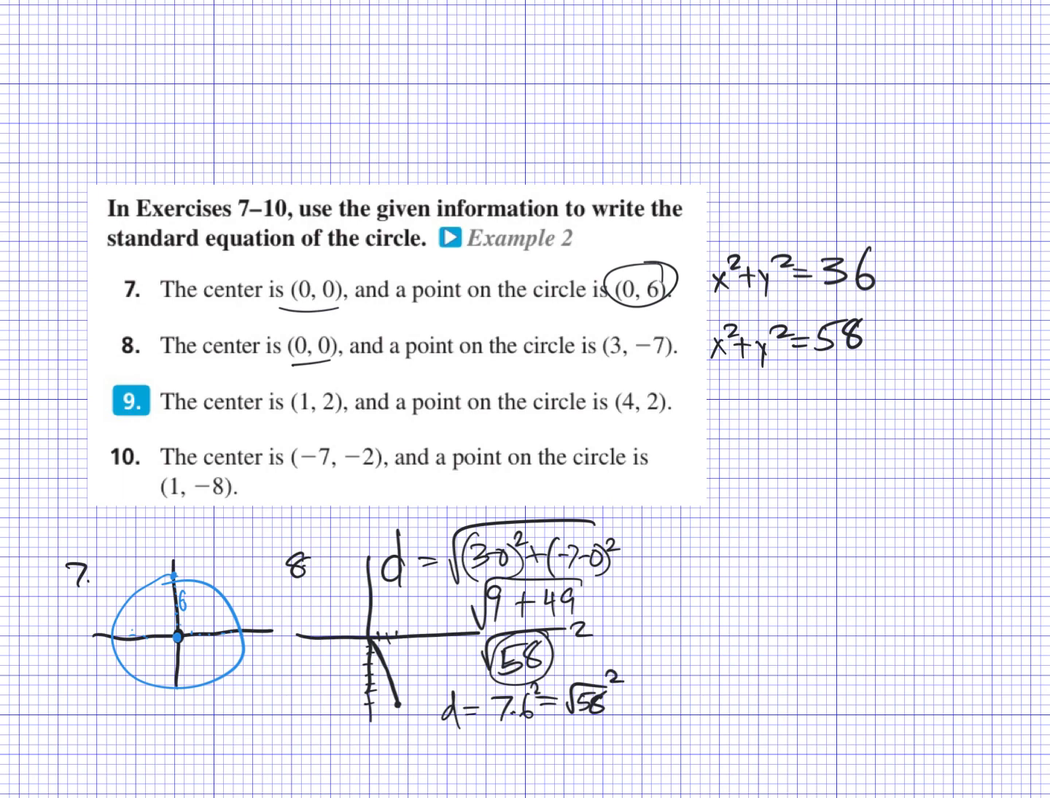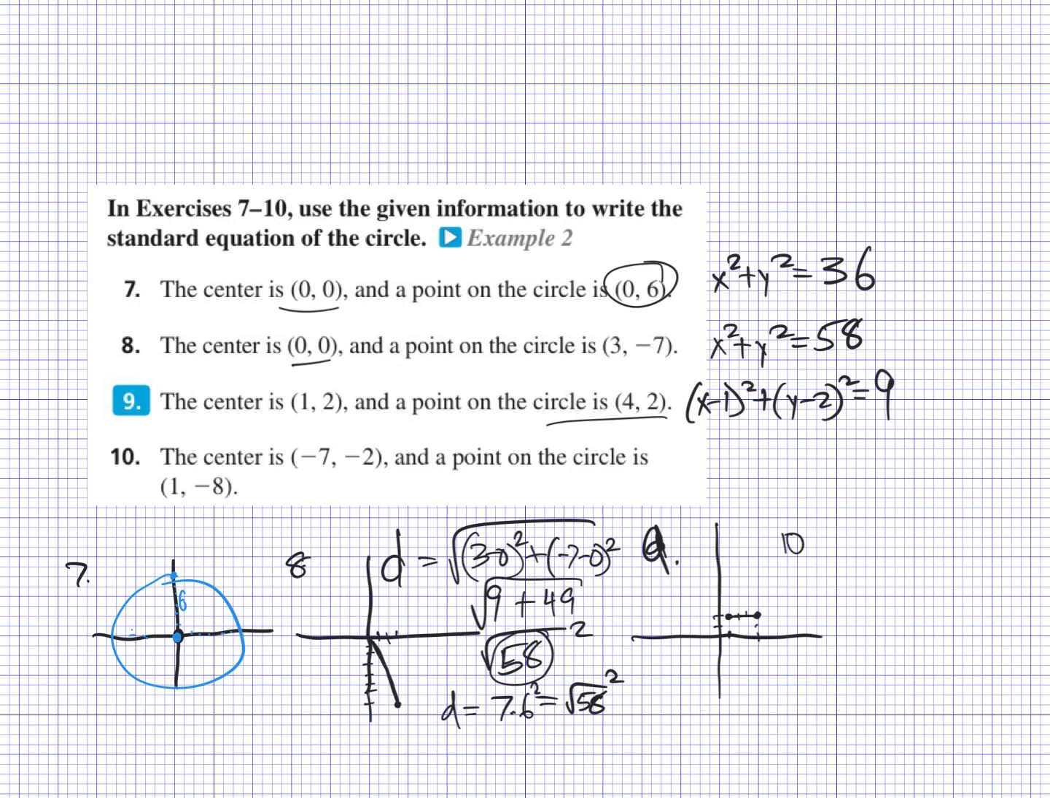Okay? The center is at 1, 2. So x minus 1 and y minus 2. And so now we need r squared. Let's draw this, but the center's not at 0, 0 anymore. The center's at 1, 2, and a point on the circle is at 4, 2. All right, so here is the radius: 1, 2, 3. The radius is 3, so radius squared should be 9. It helps to draw these.